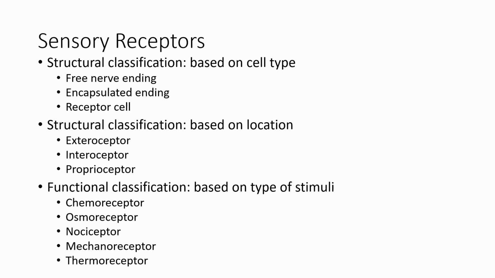And then functional classification is based on the type of the stimuli that the sensory receptor can respond to. So is it a chemoreceptor, meaning we're responding to a certain chemical? Is it an osmoreceptor? Are we responding to changes in water salt balance? Is it a nociceptor, which is for pain, right? Pain receptors. Or is it a mechanoreceptor, which detects mechanical changes, so pressure, right? Things like that. And then thermoreceptor, which is going to detect changes in temperature.